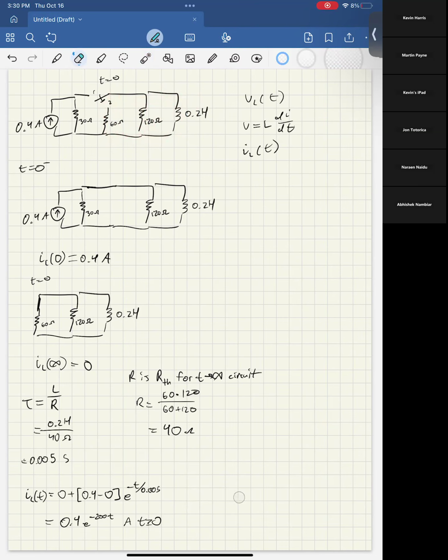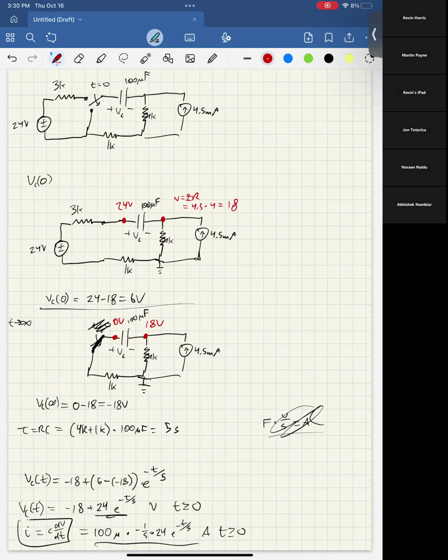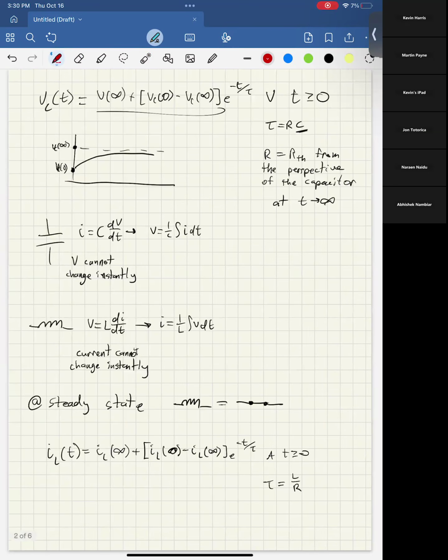Can you quickly re-explain how you got IL of 0 to be 0.4? Yeah, so with this circuit, the key thing that we want to remember is that an inductor at steady state, the same way that a capacitor at steady state is an open circuit, becomes a closed circuit, just like a wire, right?